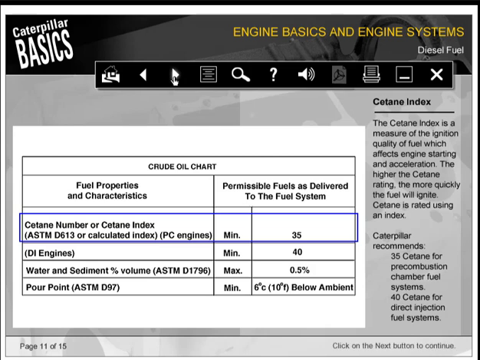The cetane index is a measure of the ignition quality of fuel, which affects engine starting and acceleration. The higher the cetane rating, the more quickly the fuel will ignite. Cetane is rated using an index. Caterpillar recommends a 35 cetane for pre-combustion chamber fuel systems and a 40 cetane for direct injection fuel systems.